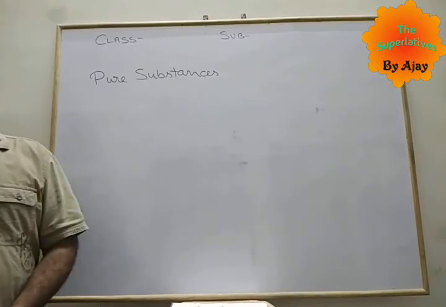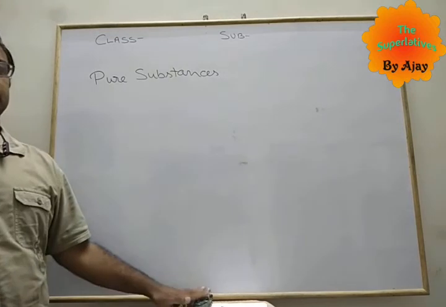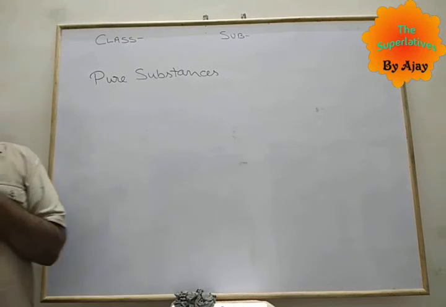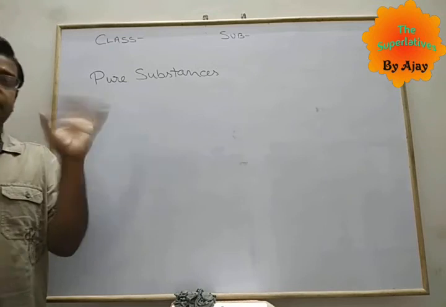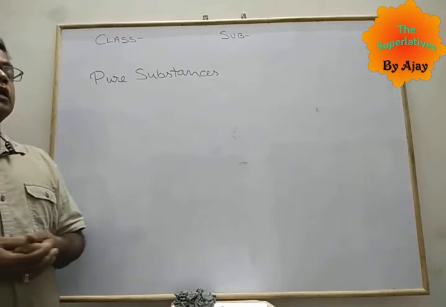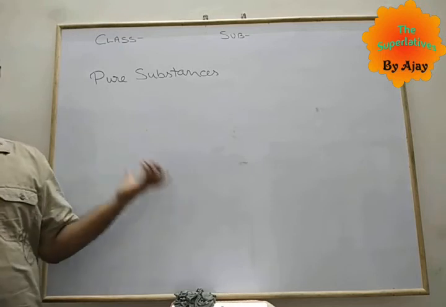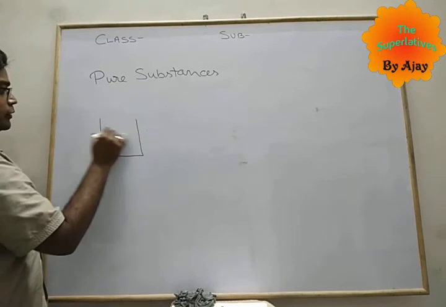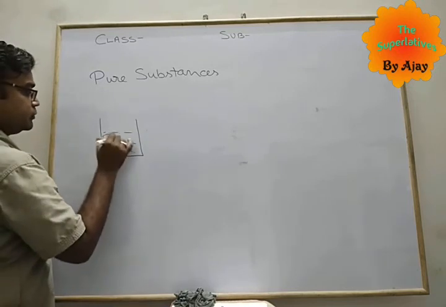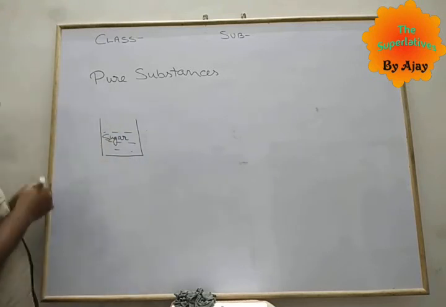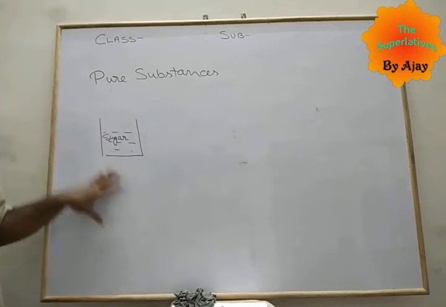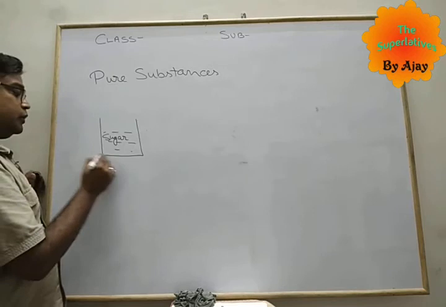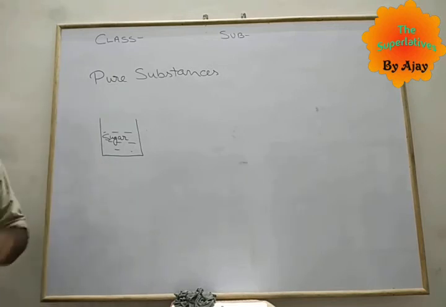First is pure substances. What are pure substances? Suppose we have a container of sugar, everyone has sugar at home. In that container there is a pure substance, that is your sugar. Suppose we have a container with some sugar particles. This container only contains sugar, so in this container we have pure sugar. It's a pure substance.